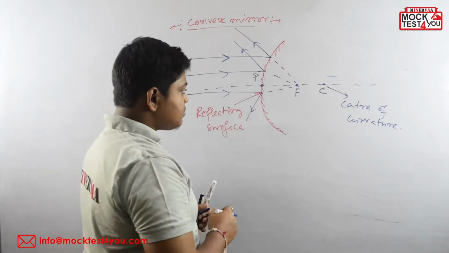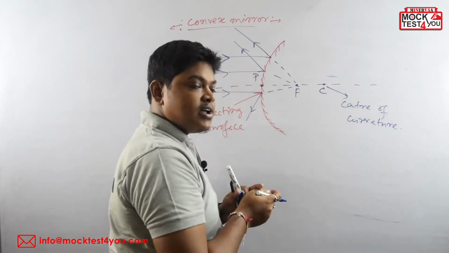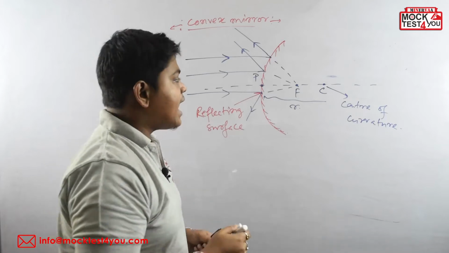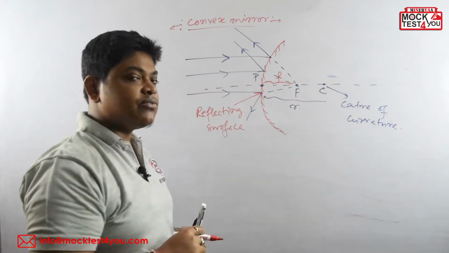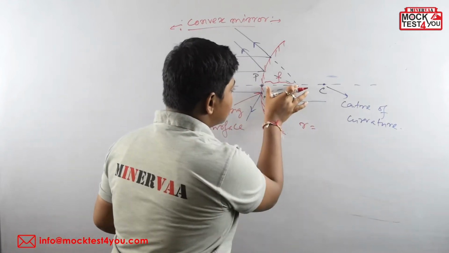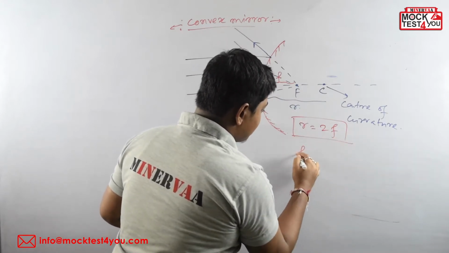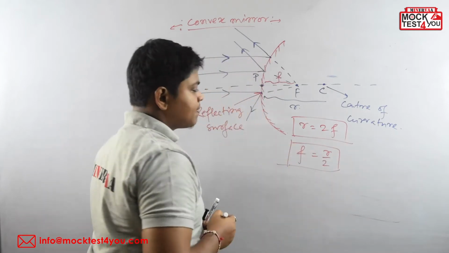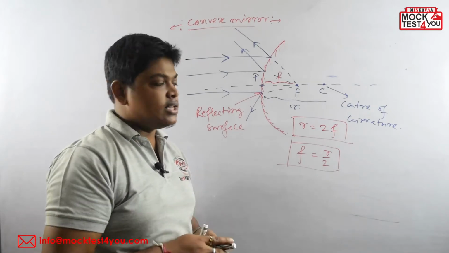Now, the distance between the pole and the center of curvature is known as the radius of curvature, right? And in this case, this distance is known as the focal length. And the relation we understood in the previous class is that the radius of curvature is equal to twice the focal length, right? Or we had written that focal length equals the radius of curvature divided by 2. So these two relations we have drawn from the previous analysis.